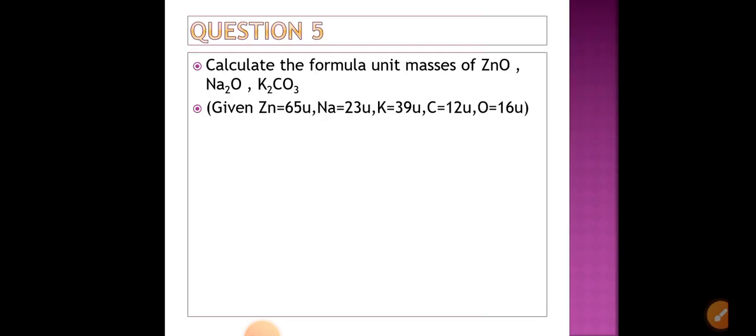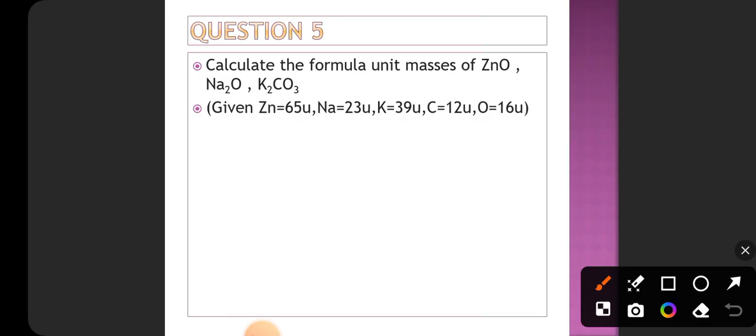Okay, now let's go to the next question. Calculate the formula unit mass of zinc oxide, sodium oxide and potassium carbonate. See, as I already told you, they have given the information data. They've given us the atomic mass of these elements: zinc, sodium, potassium, carbon and oxygen. So most of the times they're giving the atomic mass. Okay, but still as students, it's your duty to learn the atomic mass of some of the elements.